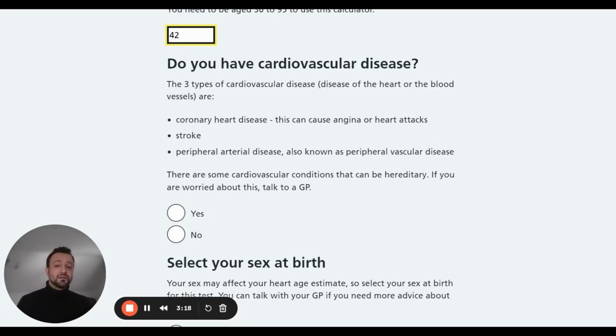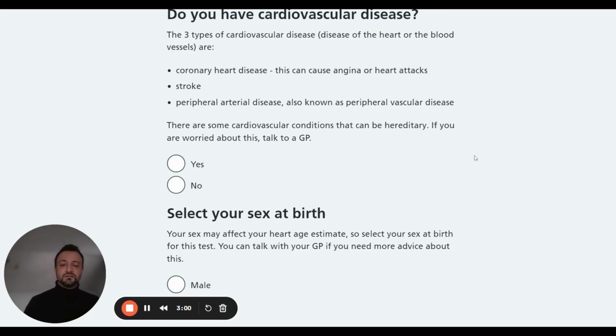42. Do I have any cardiovascular disease? No, I don't. When we talk about cardiovascular disease, we're really talking about 3 main things in the context of this tool. One is coronary heart disease. This is things that cause angina and heart attacks, stroke, as well as peripheral arterial disease. This is known as vascular disease also, and usually affects the vessels of our limbs, such as our legs and our arms.